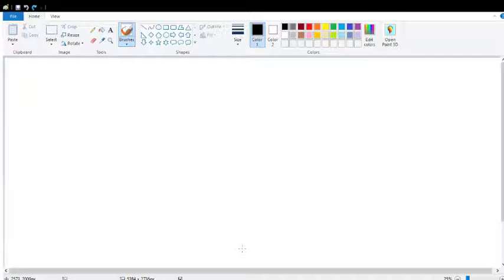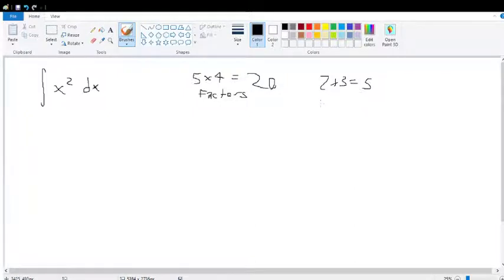Integrals, like all other operations, have names for their parts. Say you have the integral of x squared dx. Like other operations, such as multiplication, when you have 5 times 4 is equal to 20, oh, I forgot to put the 0, my bad. 5 times 4 are the factors. And for 2 plus 3 equals 5, the 2 and 3 are the addends. Integrals also have names for their parts.